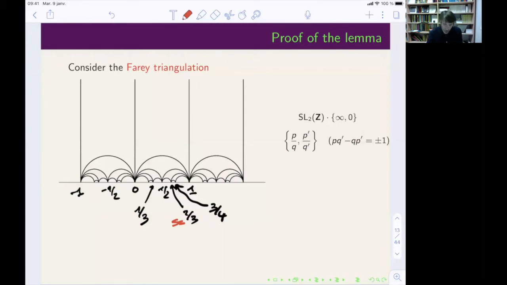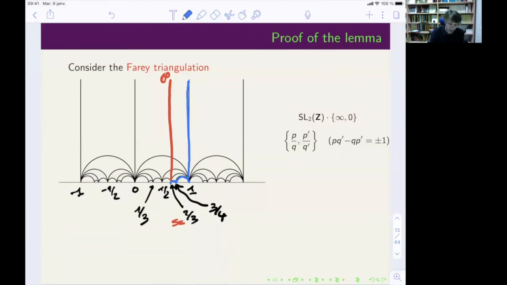So let's start, up to translation by SL2Z, with this modular symbol, which is not unimodular. It's not part of the Farey triangulation. And we want to decompose this modular symbol into a sum of unimodular ones. And in fact, we just have to look at the picture and use, for example, this one from 2/3 to 3/4, then from 3/4 to 1, and then 1 to infinity.